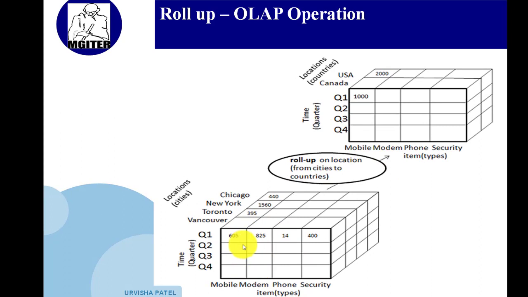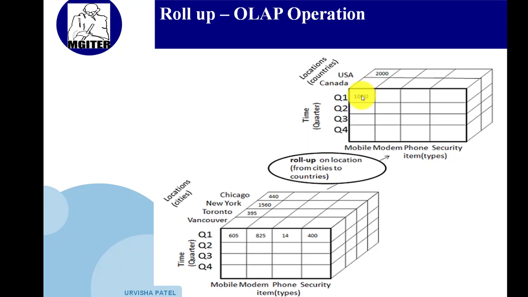This is our main cube. We are applying roll-up operation on location from cities to countries. Here 4 cities are available. Toronto and Vancouver are the cities of Canada, and New York and Chicago are the cities of USA. So here we are merging the data of two cities, Toronto and Vancouver. Here we have 605 and 395. So we are combining the data.